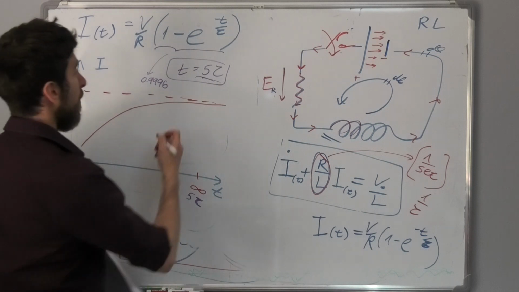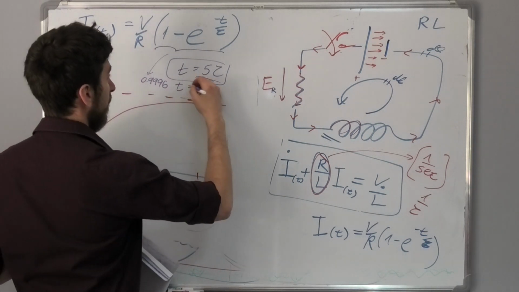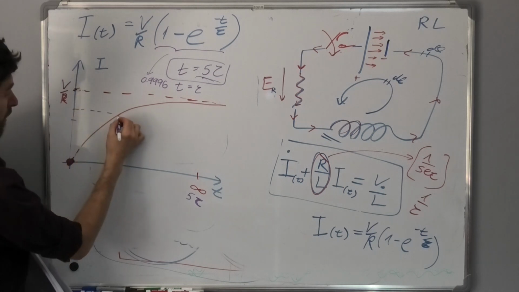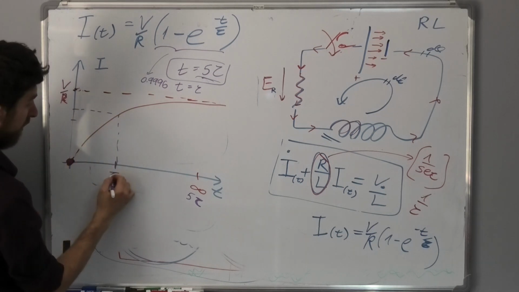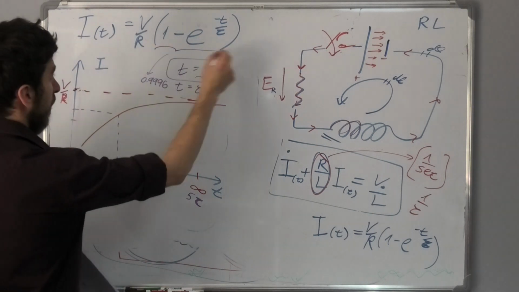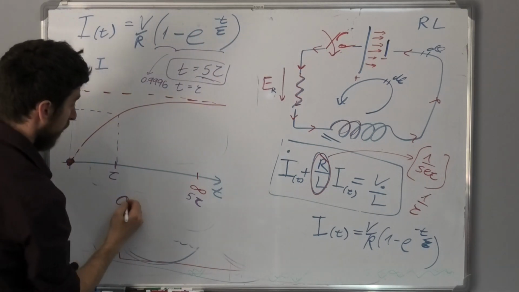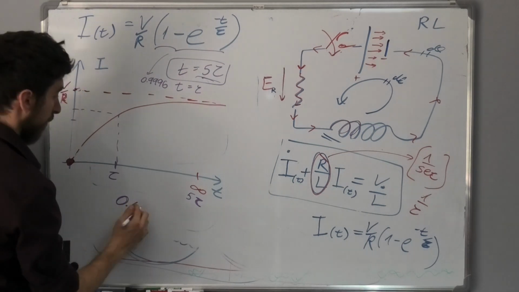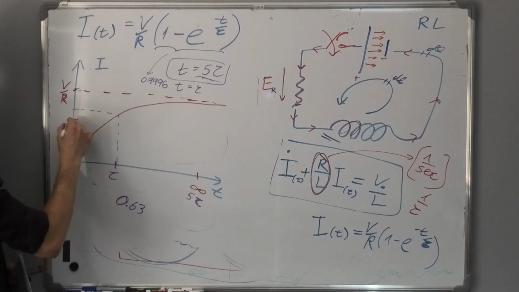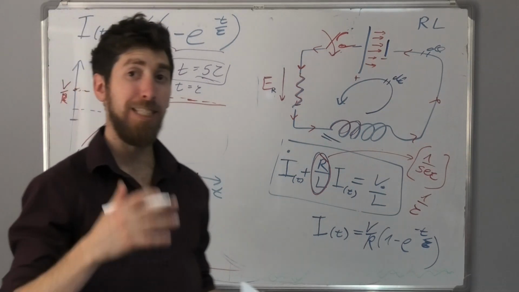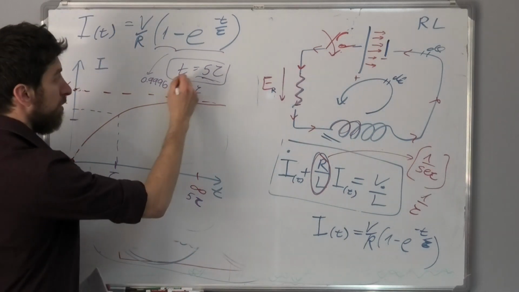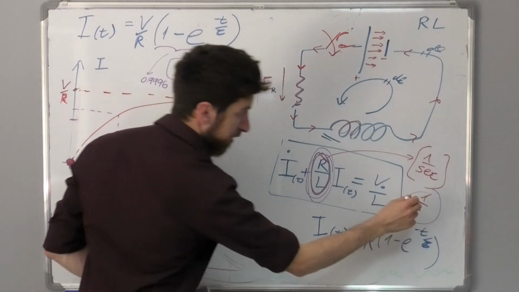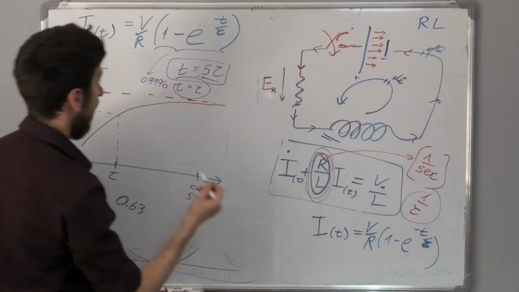But if I put t equal to tau, something really special happens. So here it is, this is approximately tau. What does tau give us? If you calculate this, you're going to find that it is equal to 0.67. It's like more than half of the phenomenon is behind us. That's the idea of tau. And I want to emphasize that tau is just that: it's L over R.